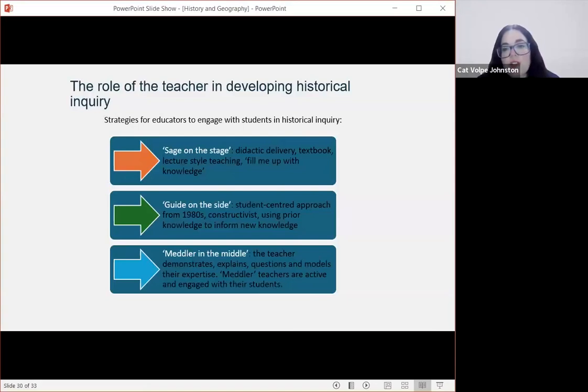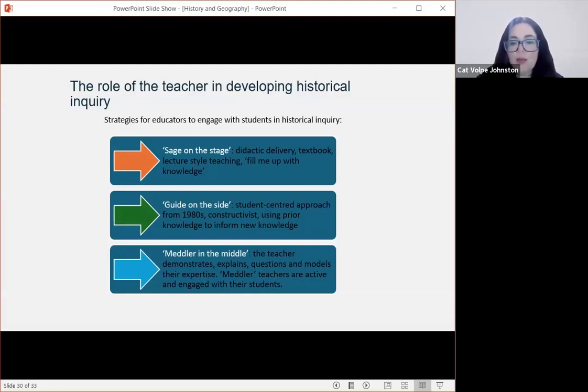So the role of the teacher in developing historical inquiry. Sage on the Stage. I don't know if any of you have heard of that, but that's basically very didactic delivery, very rote learning, textbook, lecture style teaching, fill me up with knowledge. Doesn't really offer students the opportunity to question. They just need to be told what they need to know, and then they just accept it. We don't really engage in that type of teaching. Sometimes there's a little bit of didactic delivery at points, but not to a great extent.